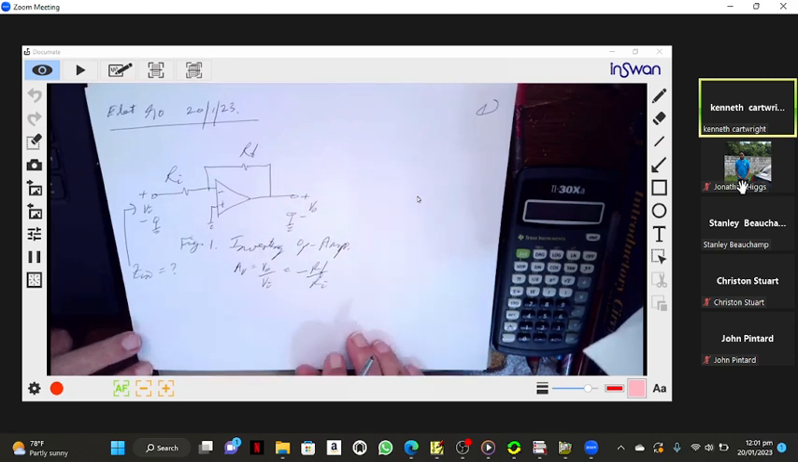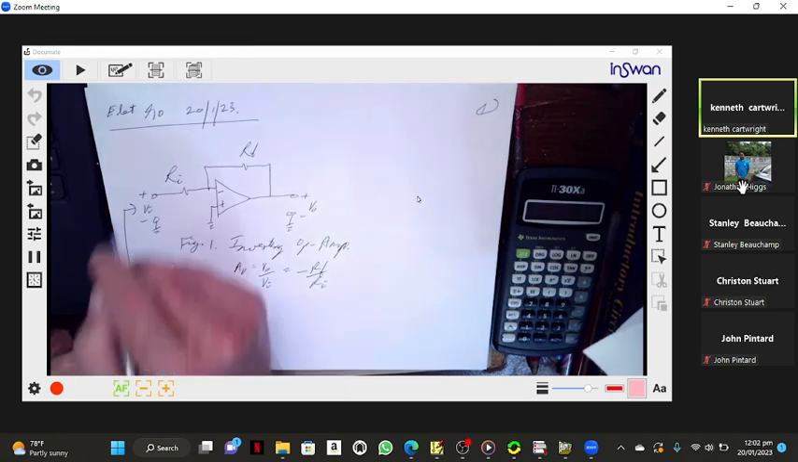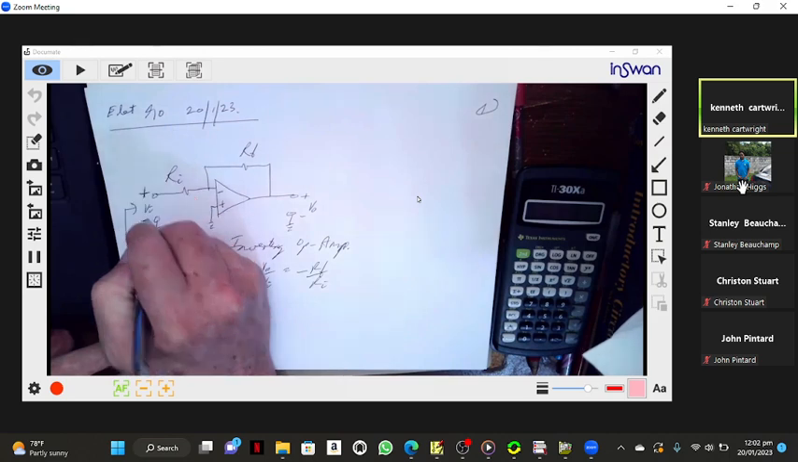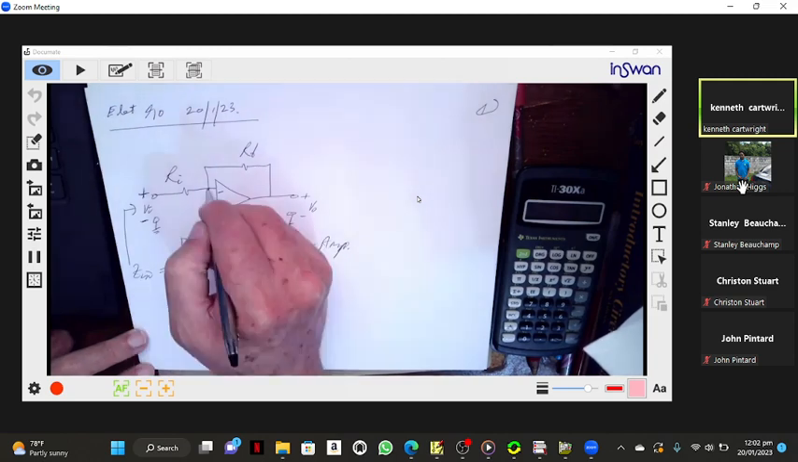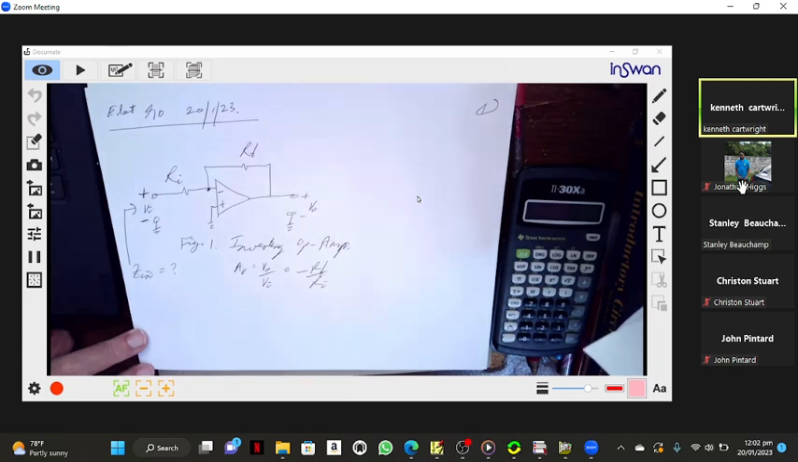All right. What's the input impedance? Not to the op amp, but to the circuit. I mean, when we look at the input terminals, we look to the right, what impedance do we see? RI in parallel with RF.